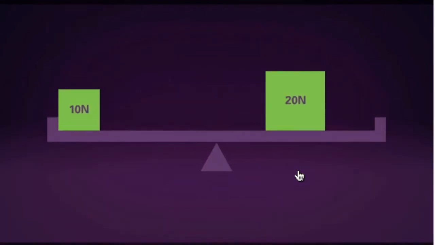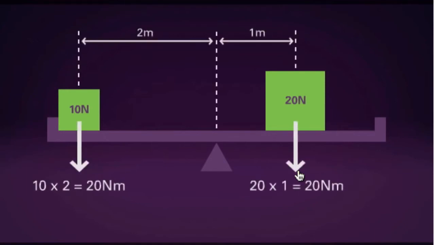Another way we can apply force is to use a pivot. We call these forces turning moments. To work out moments, you need to multiply the force by its distance from the pivot. We measure moments in newton meters. That's force times distance. This seesaw is balanced because there are equal moments on each side. The large weight close to the pivot is balancing the smaller weight that's further out.